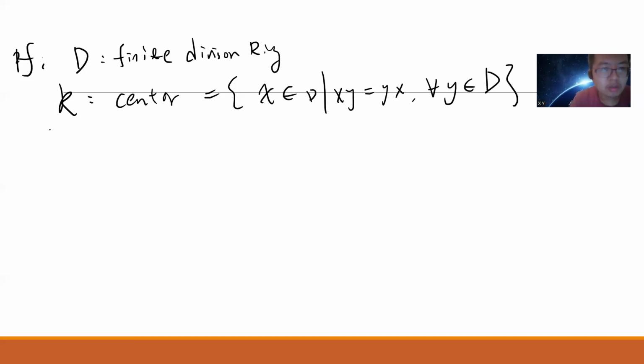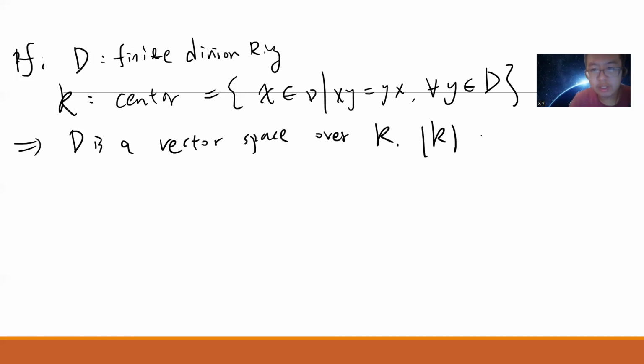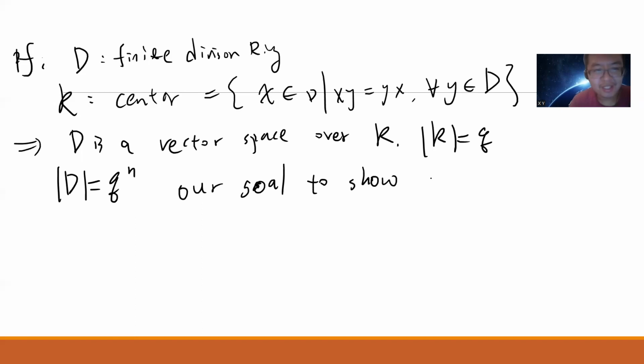Obviously, we can view D as a vector space over K. Let's say you consider K as F_q, with q elements, then the coordinate is q, so D is basically F_q to the n. Our goal is to show that n is 1. Because if we show n is 1, then D is K, but K is a field, so D is a field.